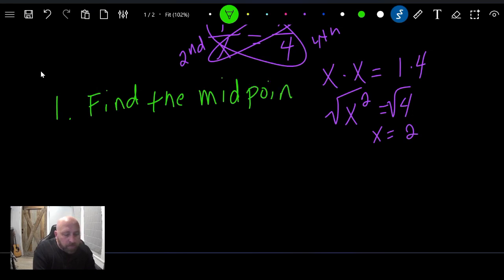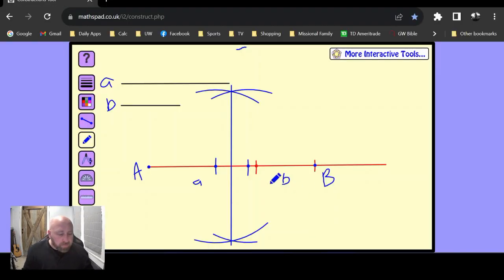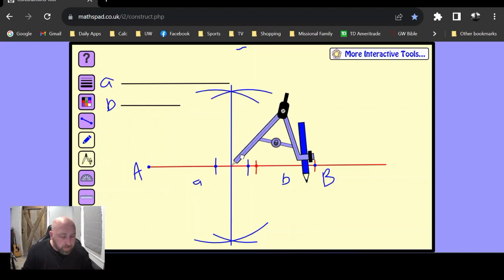And that's important that we do that. If we don't do that, we can't do the rest of the construction, okay? So we found the midpoint. Now what do we want to do? Step number 2, we want to draw a semicircle from the midpoint.